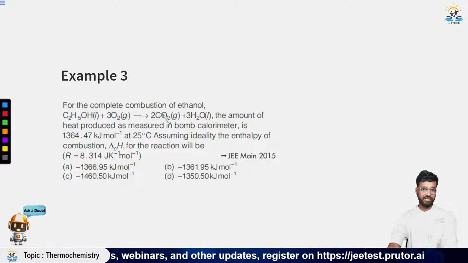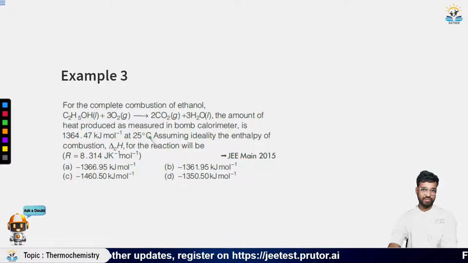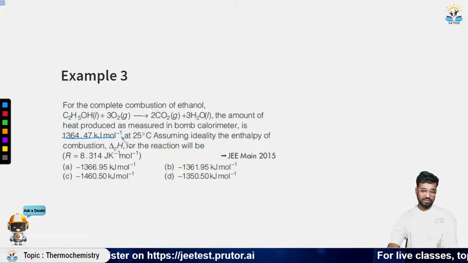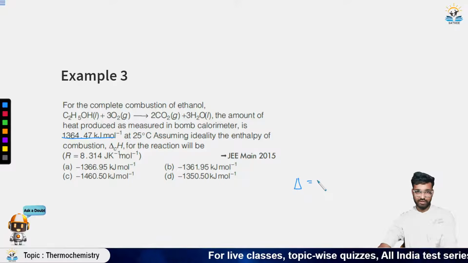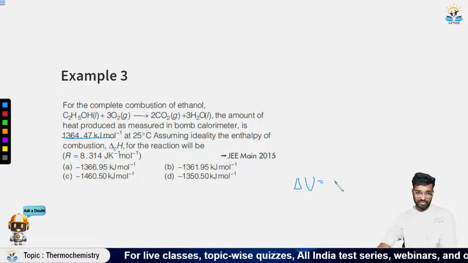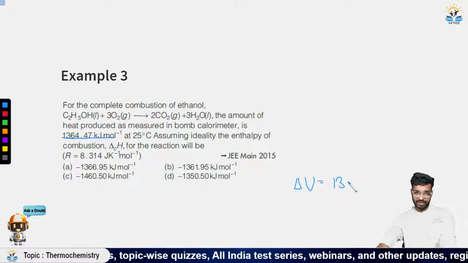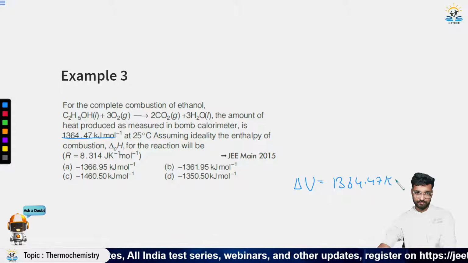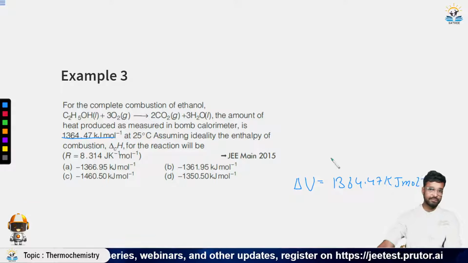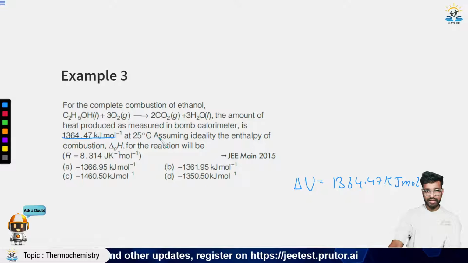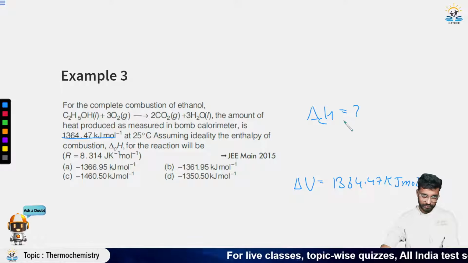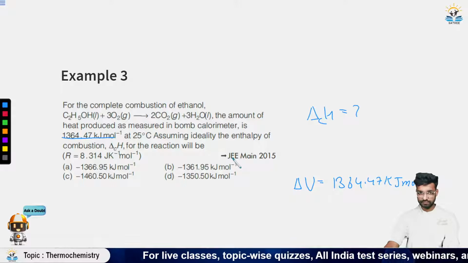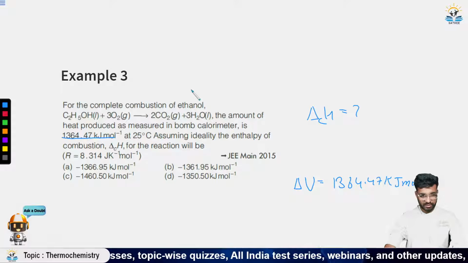Next we have, for the complete combustion of ethanol, the amount of heat produced as measured in calorimeter is given. So we are given the heat that is produced in calorimeter. Since it is a bomb calorimeter, the heat change will be the internal energy as well. Assuming ideality, we have to find the enthalpy of combustion, delta HC. So for that we should know this equation.